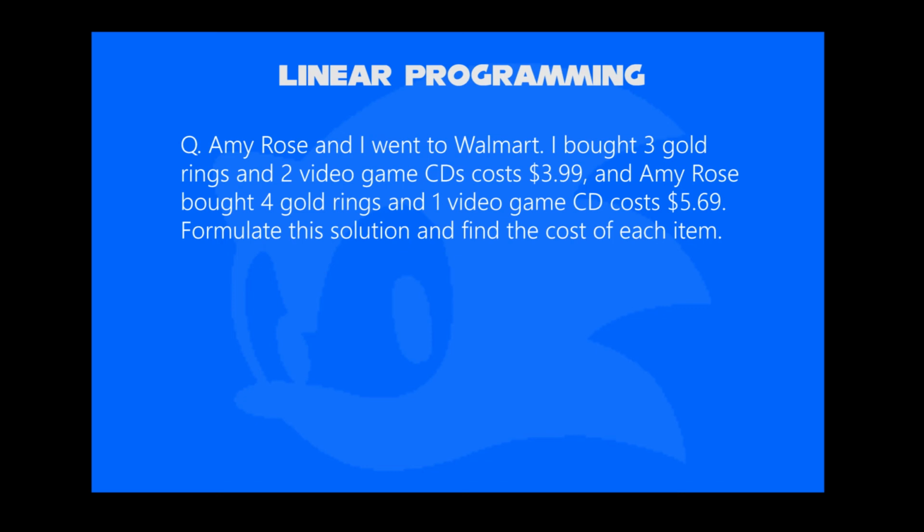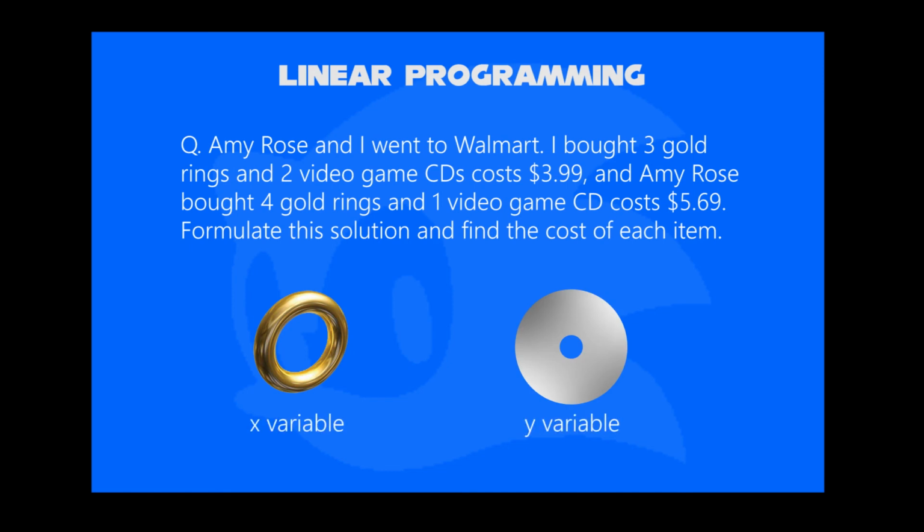Amy Rose and I went to Walmart. I bought 3 gold rings and 2 video game CDs costs $3.99, and Amy Rose bought 4 gold rings and 1 video game CD costs $5.69. Formulate this solution and find the cost of each item. Let us take cost of gold ring be x variable, and video game CDs be y variable.